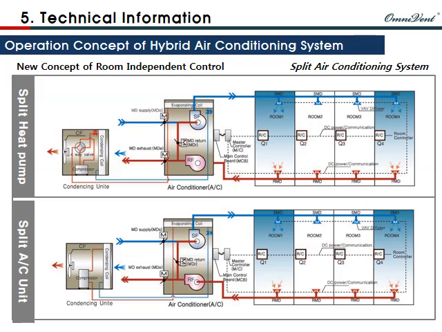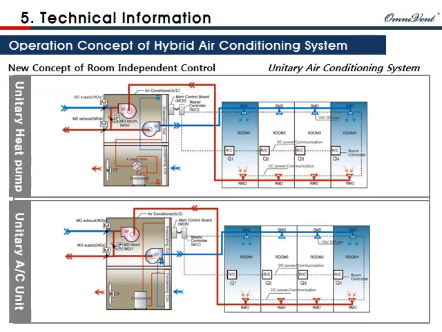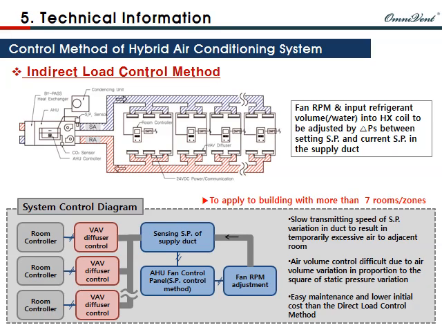The following flow diagrams show split air conditioning systems for cooling and heat pumps, and they can be mainly applied to medium and large-sized buildings. The following flow diagrams show unitary air conditioning systems for cooling and heat pump and can be mainly applied to small-sized buildings like houses and small commercial buildings. The hybrid air conditioning system is divided into two systems. One is the indirect load control method and the other is the direct load control method.